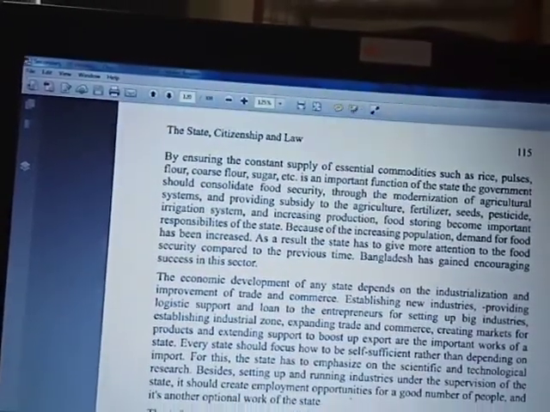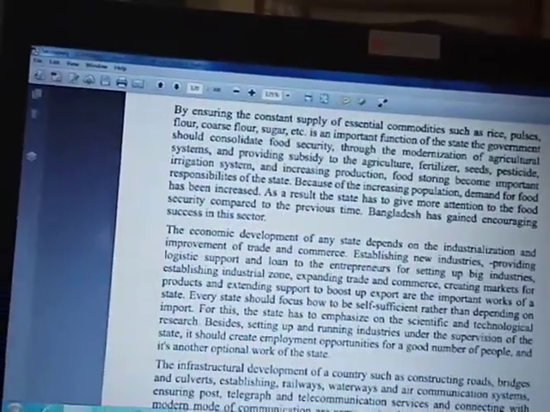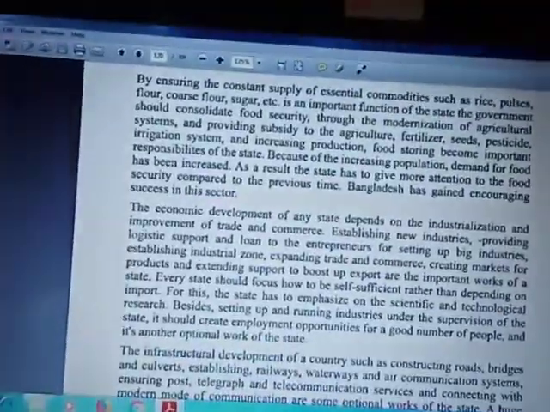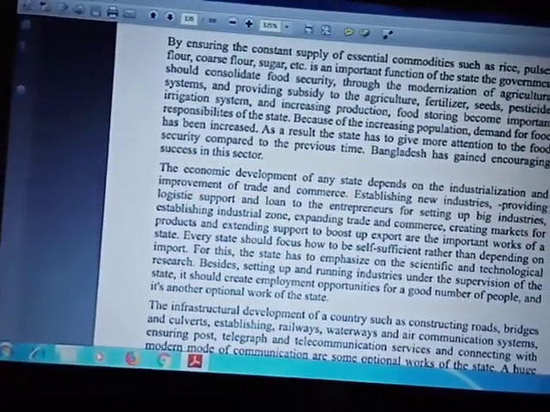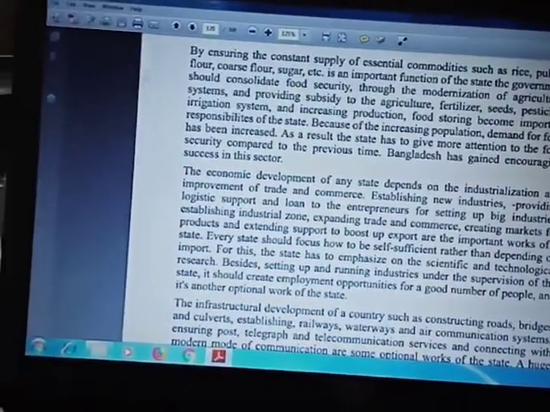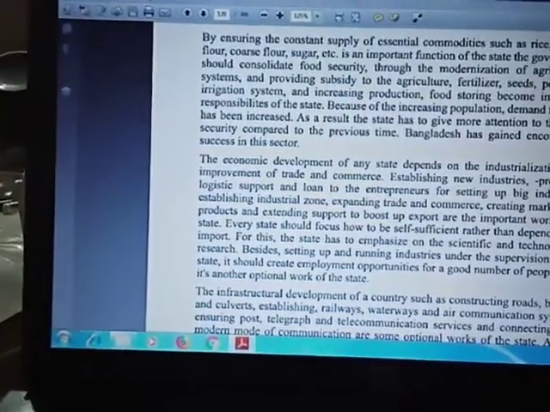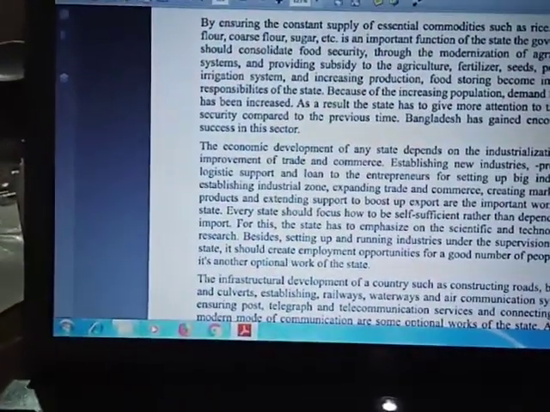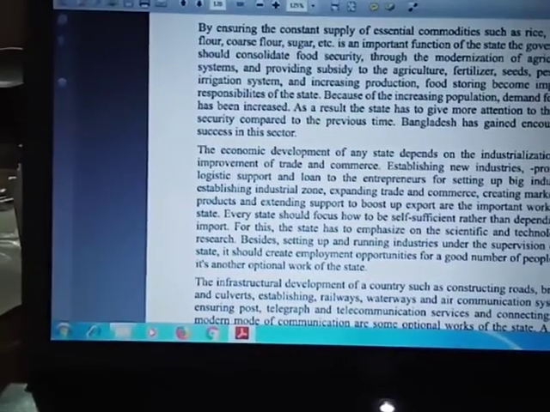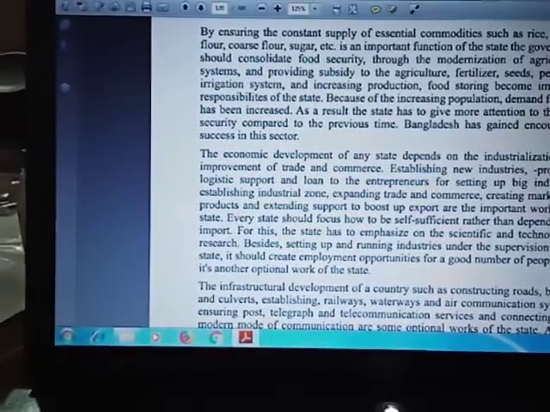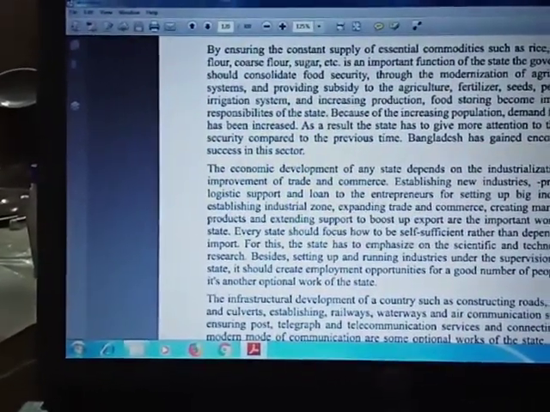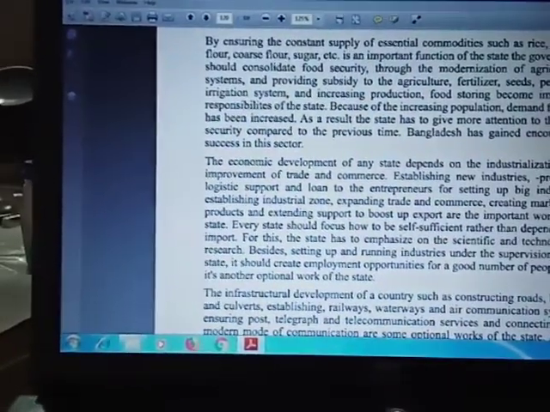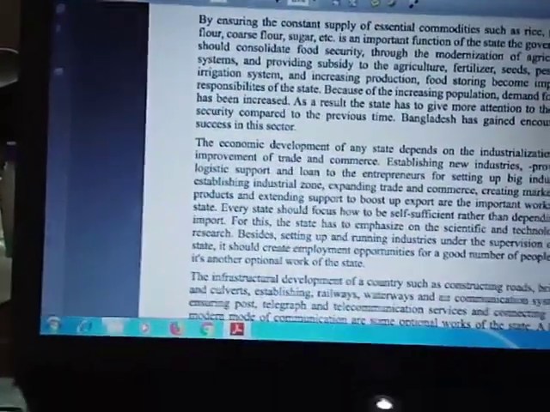Ensuring the constant supply of essential commodities such as rice, pulses, flour, sugar is an important function of the state. The government should consolidate food security through the modernization of agricultural system, providing subsidy. Every year, government provides subsidy to the agriculture sector for purchasing fertilizer, seeds, pesticide, irrigation system, and increasing production. Food storing becomes an important responsibility of the state. Because of the increasing population, demand for food has increased. As a result, the state has to give more attention to food security compared to the previous time.